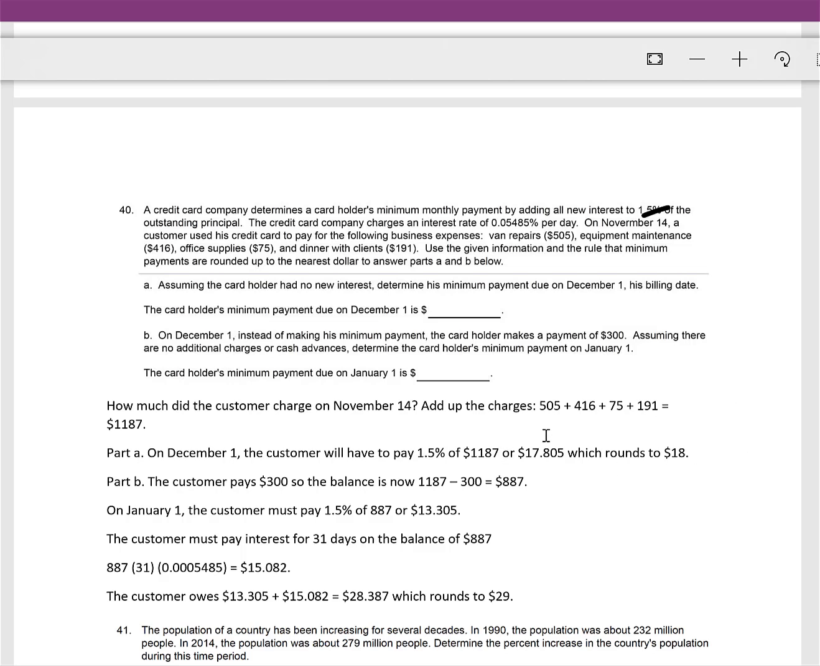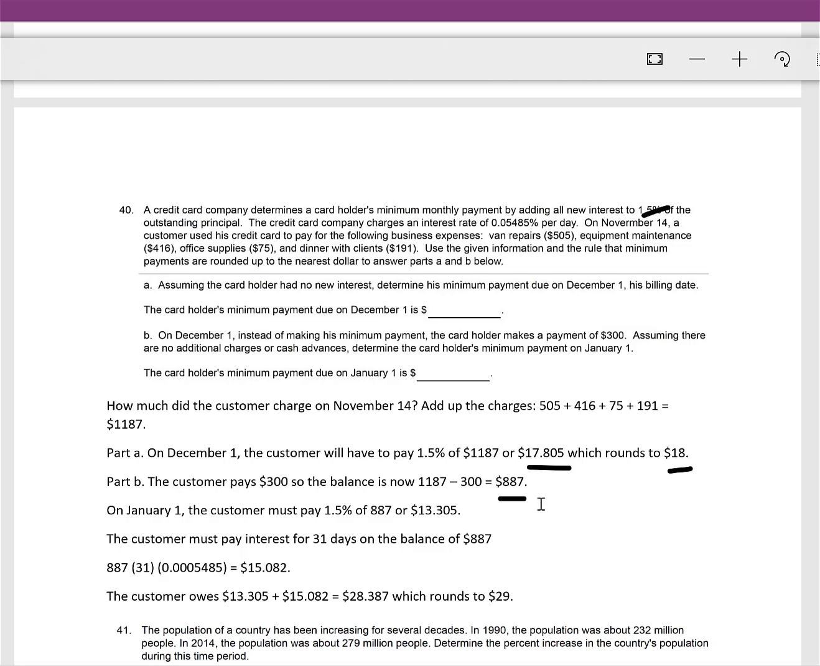So the first thing we need to do is add up all of his charges during November. That was $11.87. So he's got to pay 1.5% of that, which is $17.805, which is going to round up to $18. Now, on December 1st, the customer pays $300 rather than the minimum. So now he owes, or she owes, $18.87.